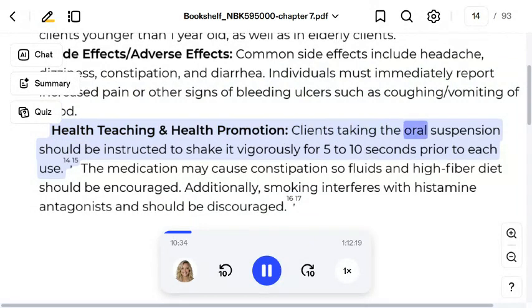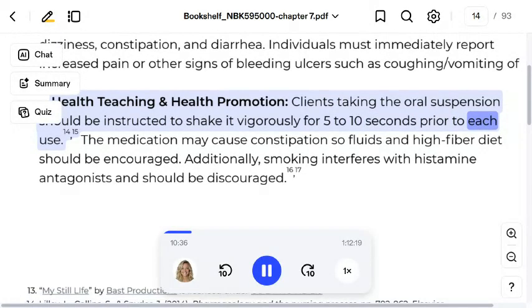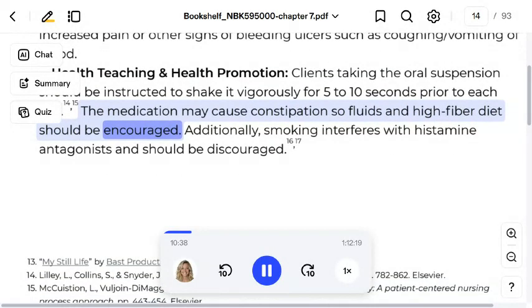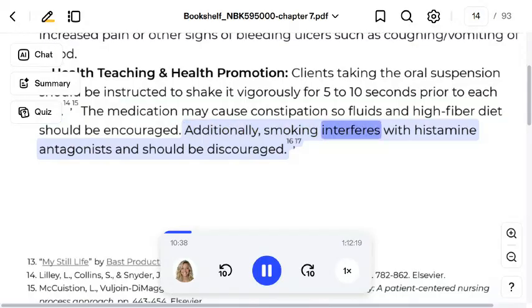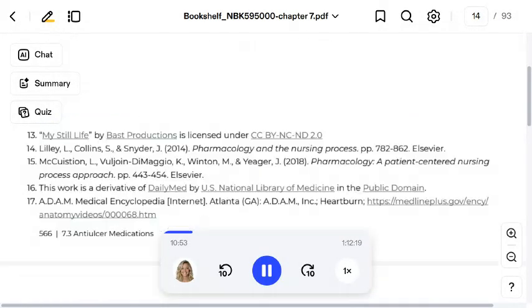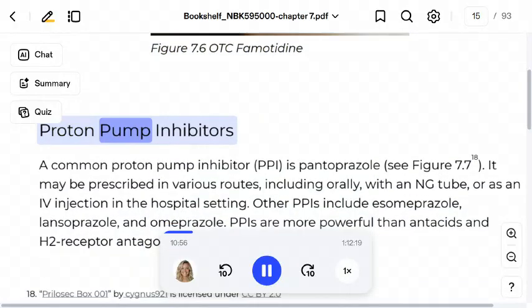Clients taking the oral suspension should be instructed to shake it vigorously for 5 to 10 seconds prior to each use. The medication may cause constipation, so fluids and high-fiber diet should be encouraged. Additionally, smoking interferes with histamine 2 antagonists and should be discouraged. Figure 7.6 OTC famotidine. Proton pump inhibitors.